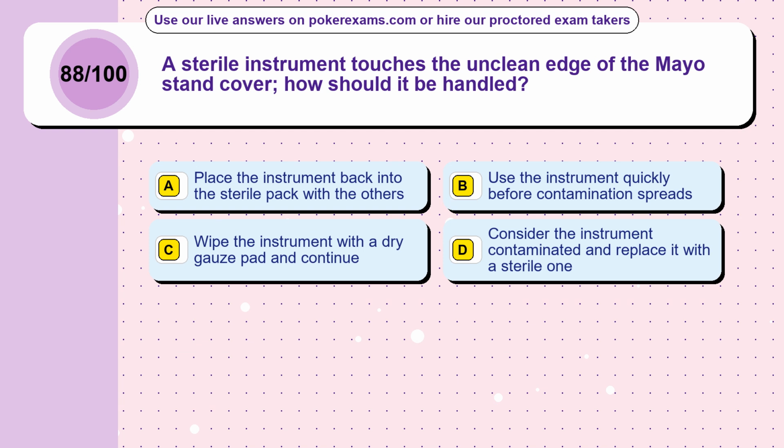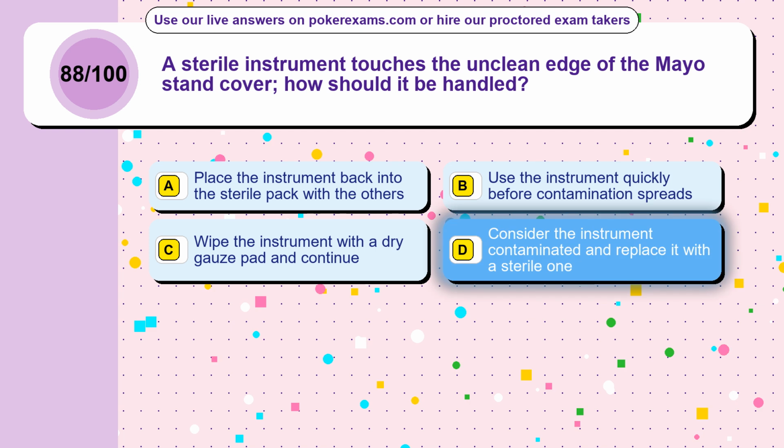Question 88. A sterile instrument touches the unclean edge of the Mayo stand cover. How should it be handled? Option A, place the instrument back into the sterile pack with the others. Option B, use the instrument quickly before contamination spreads. Option C, wipe the instrument with a dry gauze pad and continue. Option D, consider the instrument contaminated and replace it with a sterile one. The correct answer is option D. Consider the instrument contaminated and replace it with a sterile one.